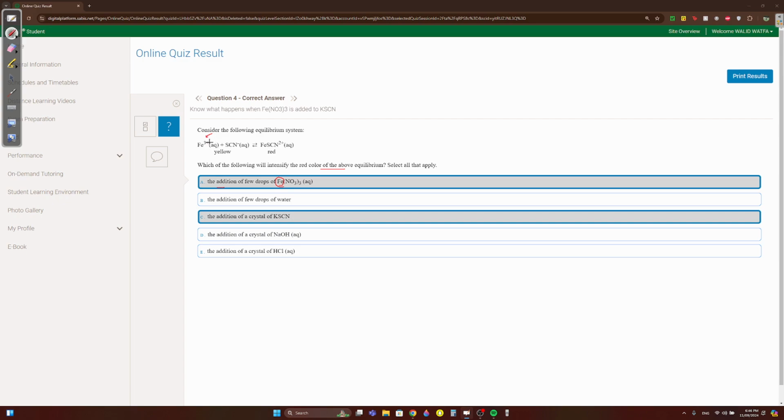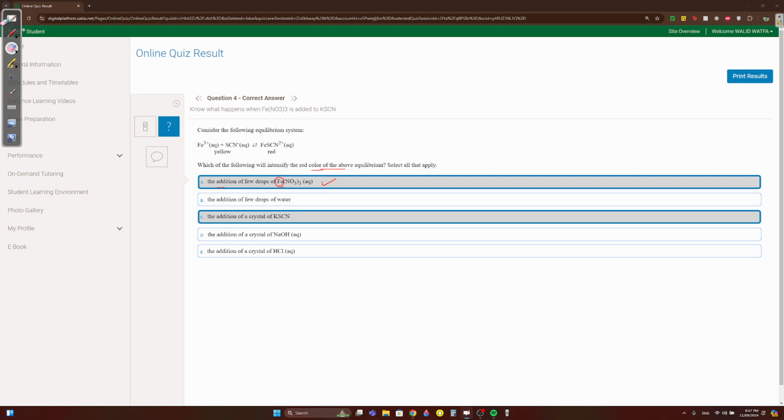If I add Fe here, I increase Fe. What does the system have to do to counteract it? It has to decrease Fe. How would you decrease Fe? By producing more products. So am I favoring the products here? Yes. What do we want in the question? We want the red color to intensify. So we want the products to be favored.